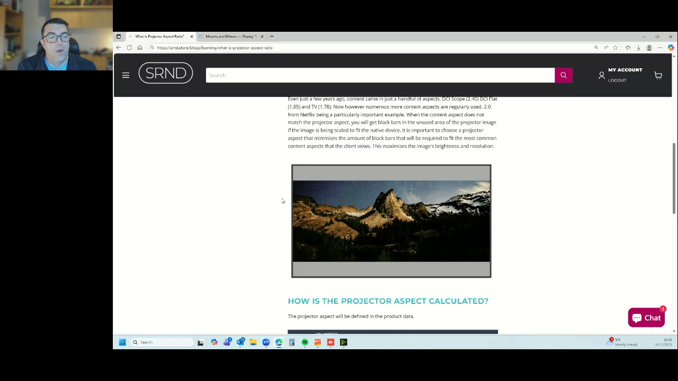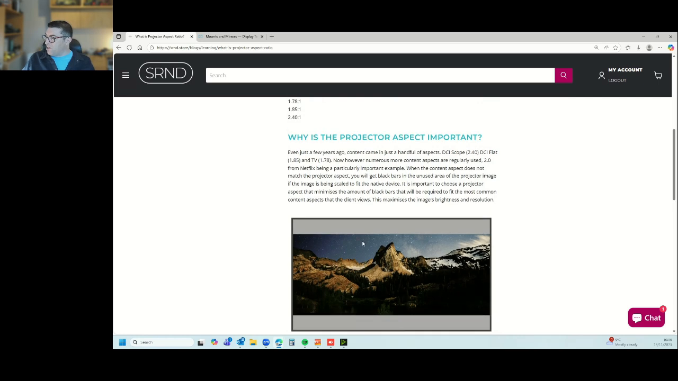Now, I'm even going to say I would never use an anamorphic lens, even on a Sony or JVC, for example. Much better to put that money into video processing and use electronic scaling to give you the whole sort of aspect ratio experience, in my opinion.